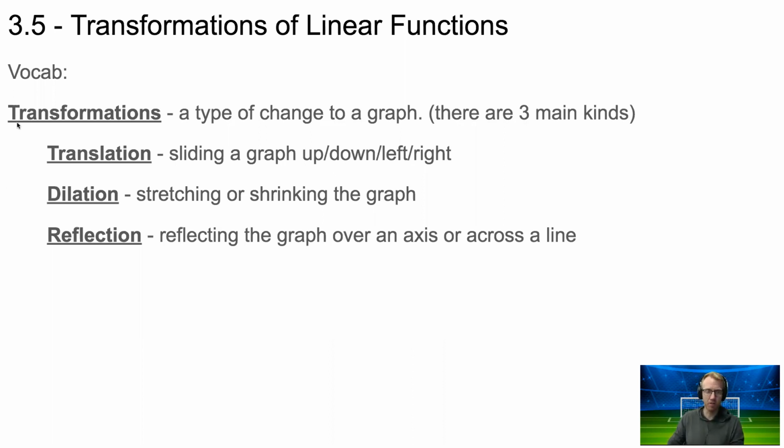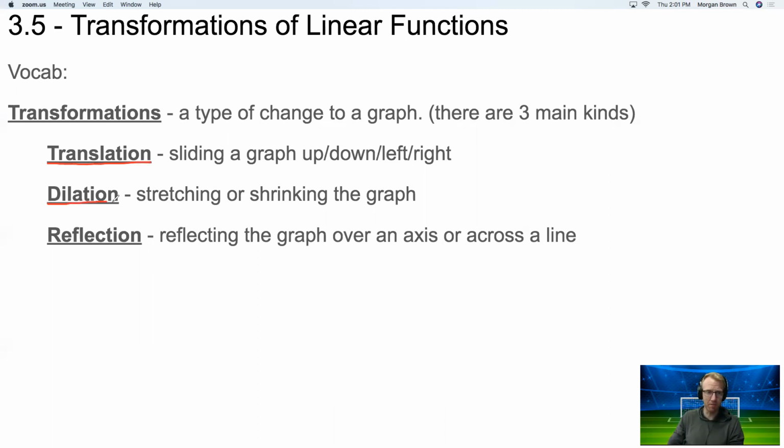So transformation, first of all, is just any kind of change to a graph. Then the three categories we're going to do are translations first, which means sliding the graph left or right or up or down. So the shape and the visual features of the graph look the same, just where it's located is going to be a different spot.